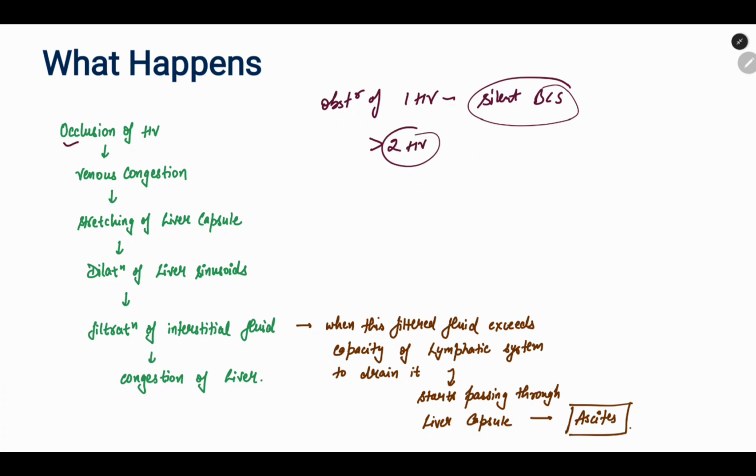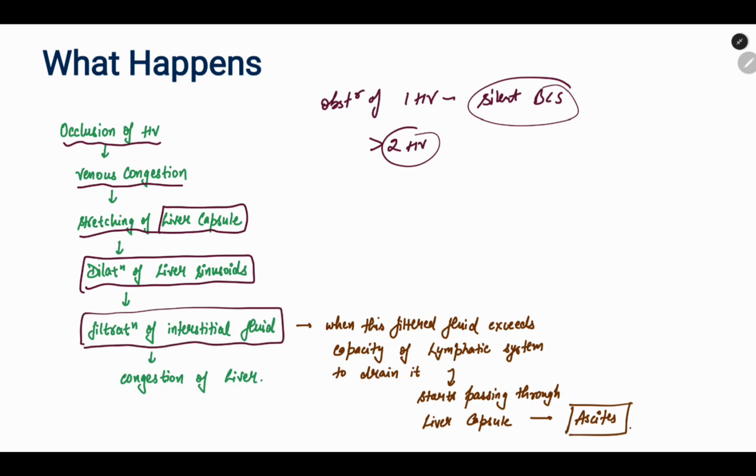Due to the occlusion of the hepatic vein, there occurs venous congestion, which leads to stretching of the liver capsule. The stretching of the liver capsule then leads to dilatation of the liver sinusoids, which leads to filtration of interstitial fluid, and hence congestion of the liver occurs.